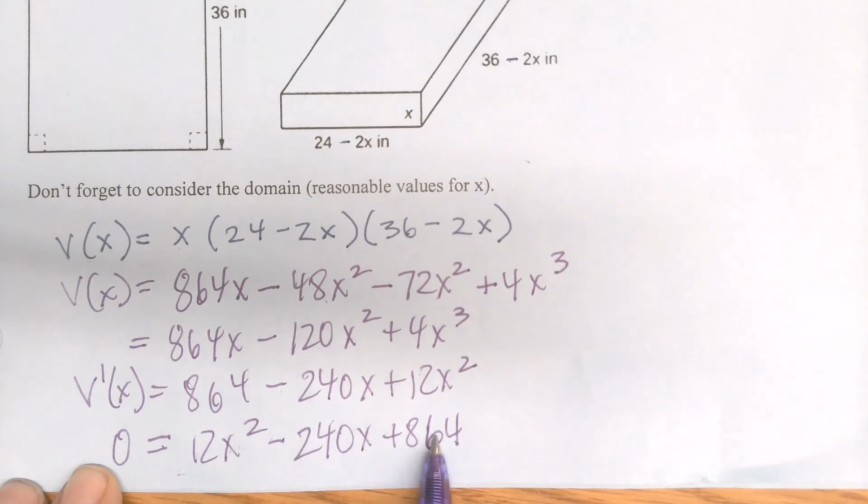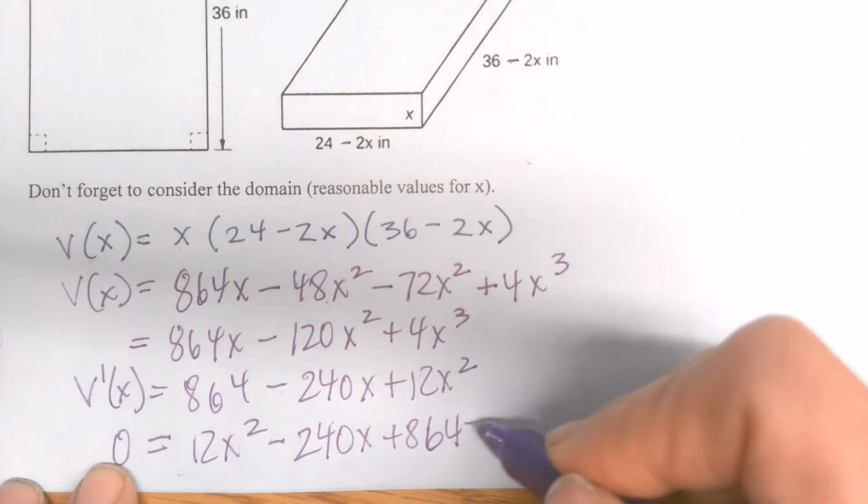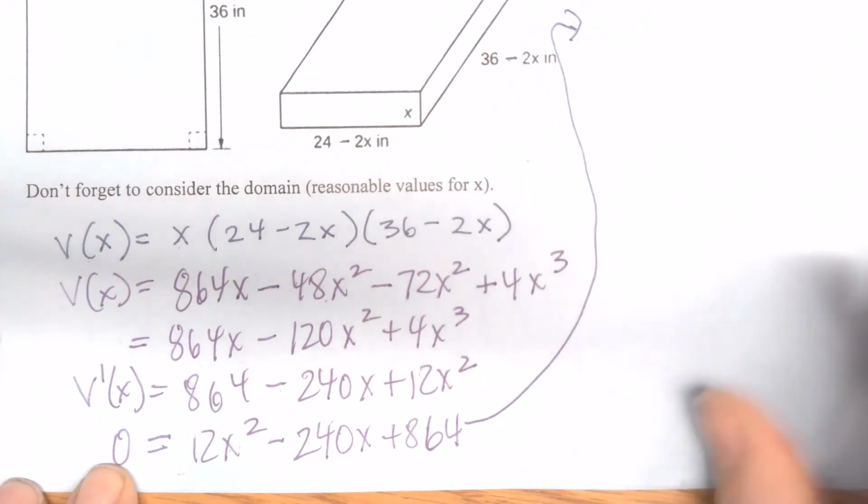And these are pretty big numbers. Most of the time I would say factor this. Well, I don't even know if this is going to be factorable. It might be, it might not be. So I always have that backup plan. I'm going to go way over here and use my backup plan.